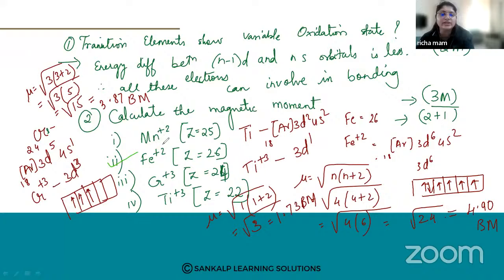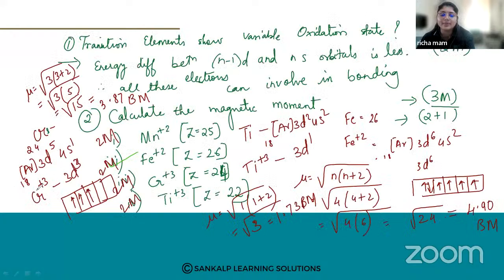Okay, like this. So each question is for 2 marks. So this will be asked. Any one ion will be given and you have to calculate the magnetic moment. Is it clear? Yes? Okay. Let us go for the next one.